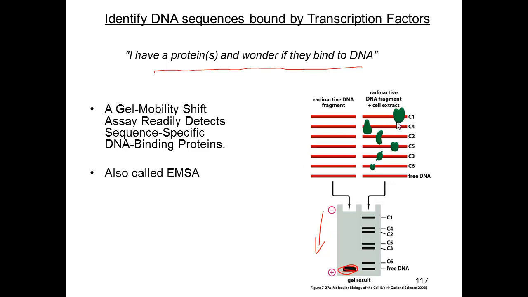By adding one protein or multiple proteins that you're interested in, you might see it bind to DNA, and now the DNA will migrate less quickly in the gel, and it'll move more slowly, and you'll see bands shifting up from this bottom region, which is where it migrates in a protein-free environment. Because you're seeing mobility shifts of gel bands, this is called gel mobility shift assay or electrophoretic mobility shift assay.